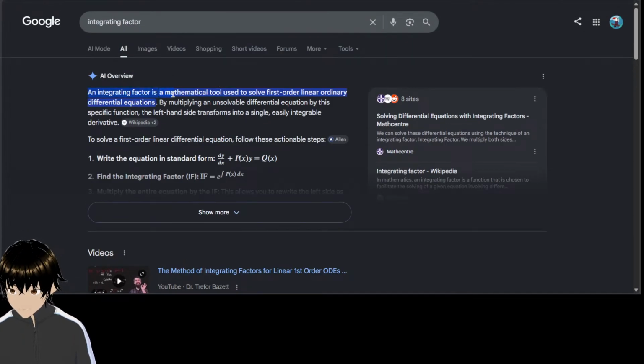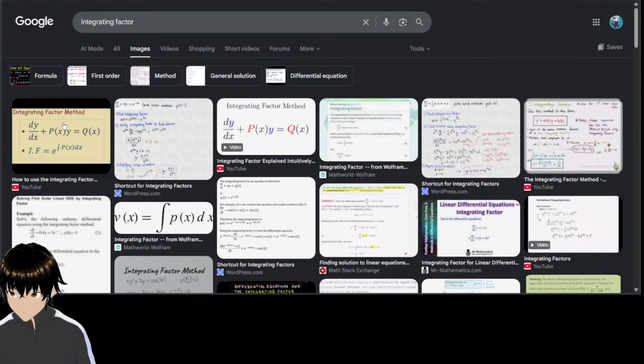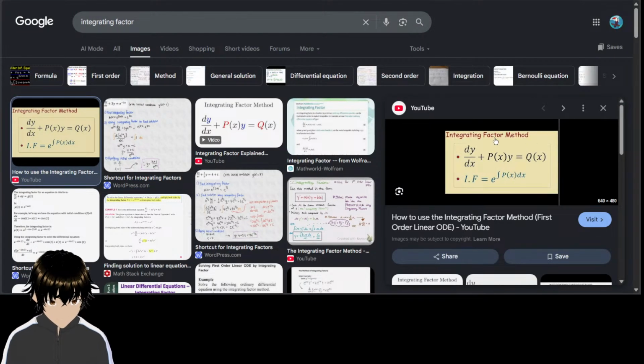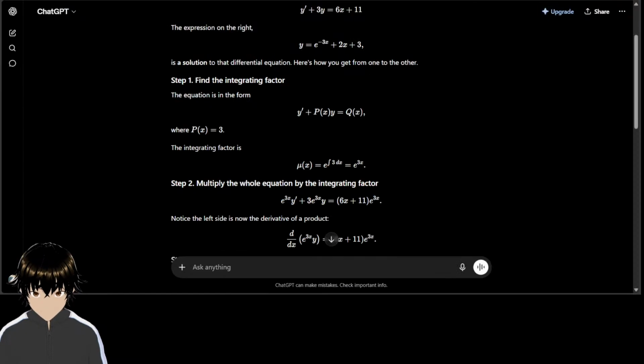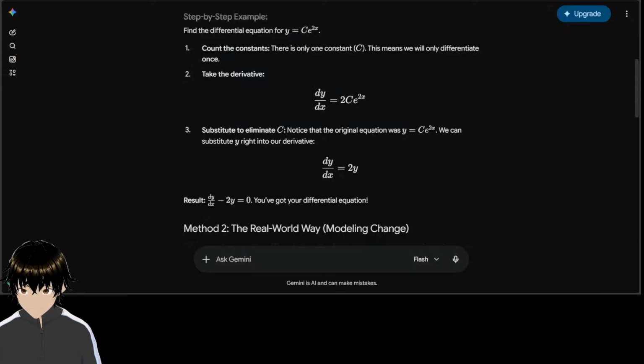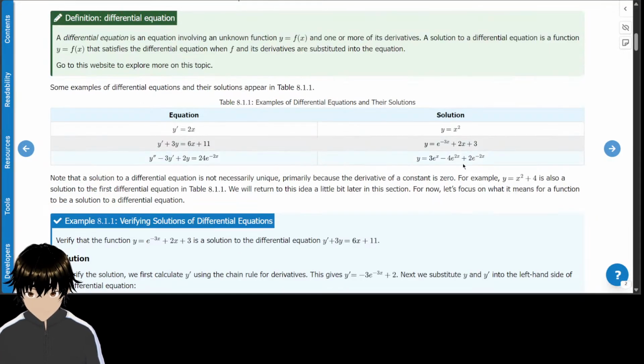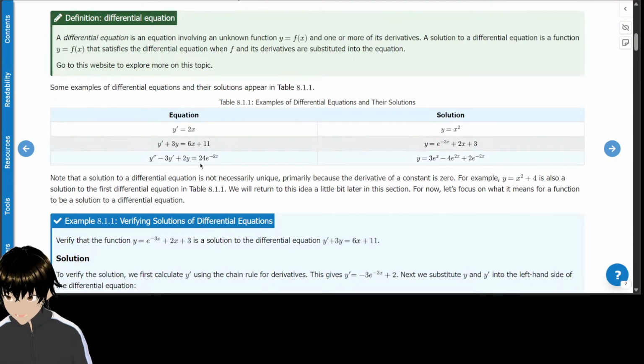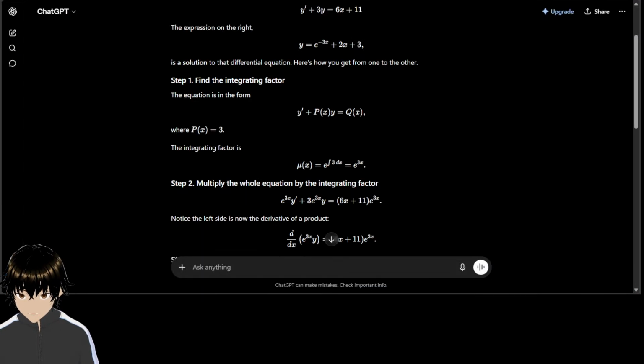Okay, so we have the integrating factor, a mathematical tool used to solve first order linear ordinary differential equations. If you get an equation like this, where you have two y's, it's basically going to be the integrating factor. So the integrating factor is this, apparently.